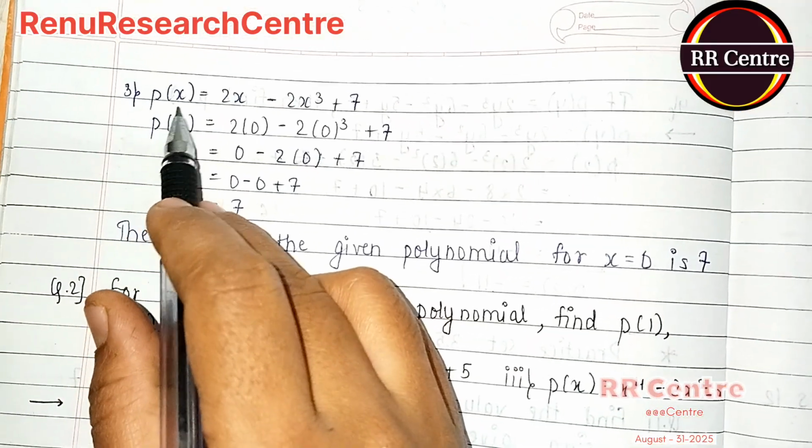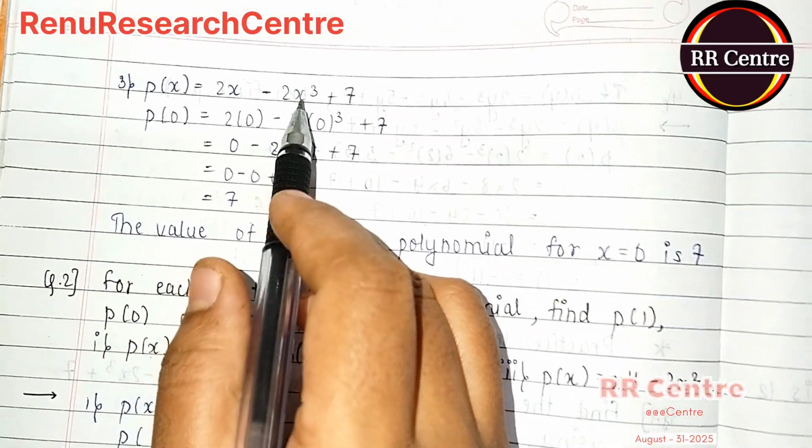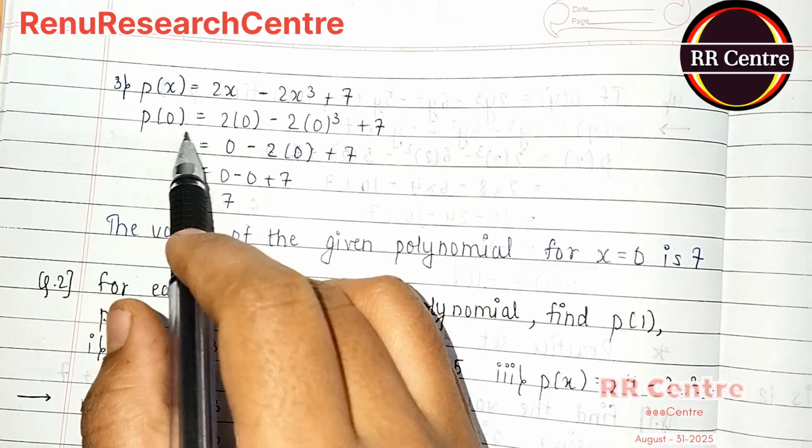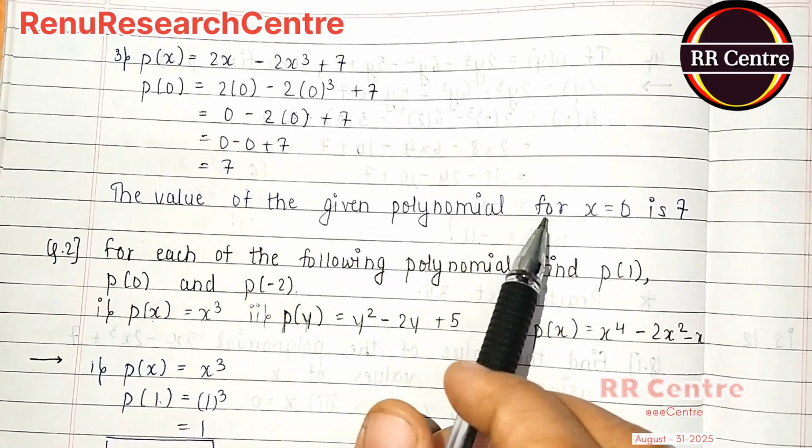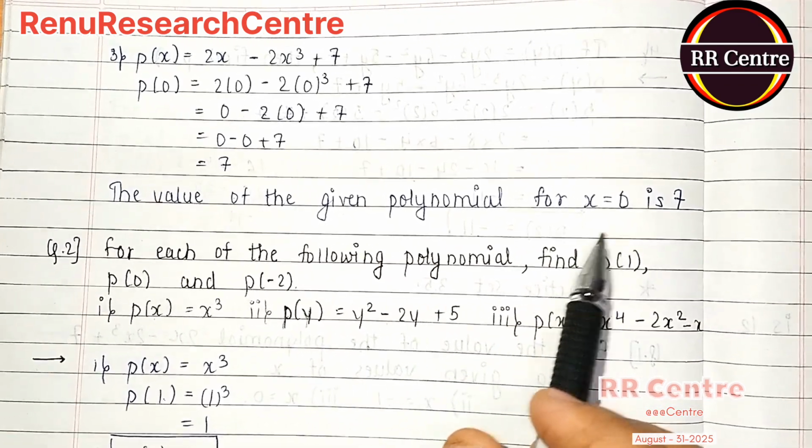Then the next one, p of x is equal to 2x minus 2x cube plus 7. P of x, replace with 0 everywhere. So it is equal to 7. So the value of the given polynomial for x equal to 0 is 7.